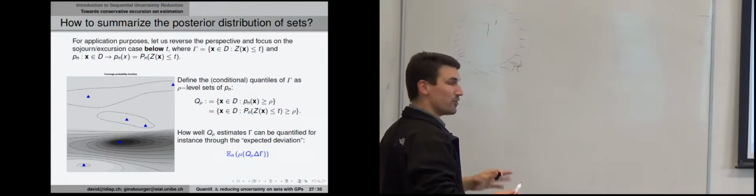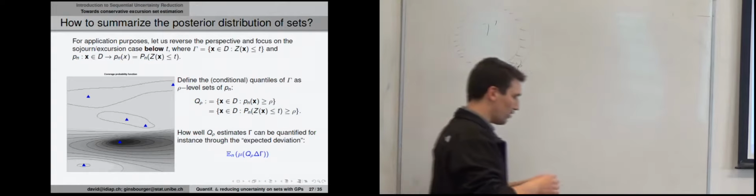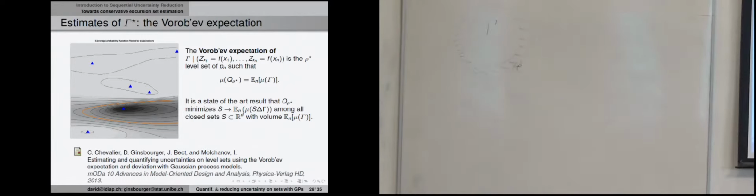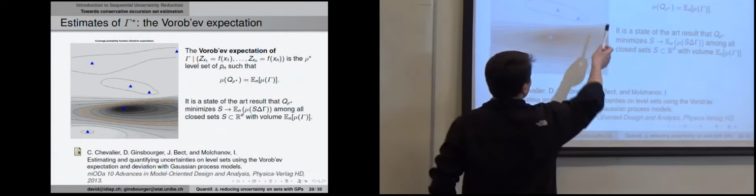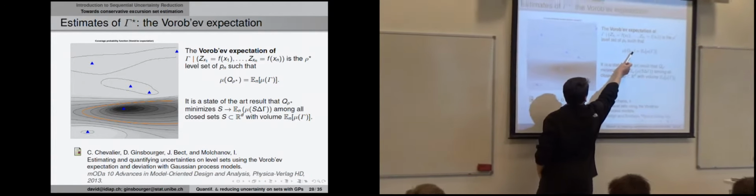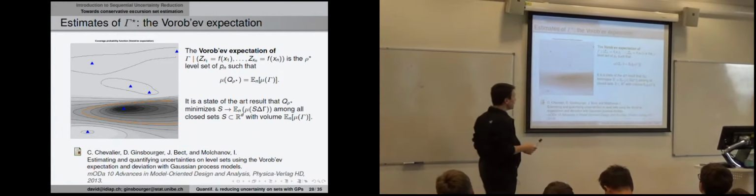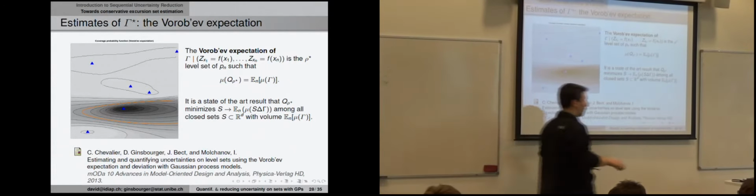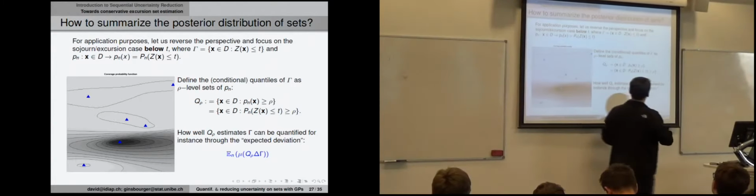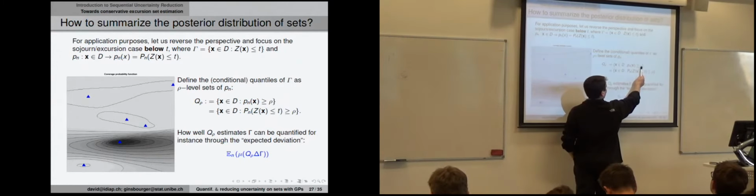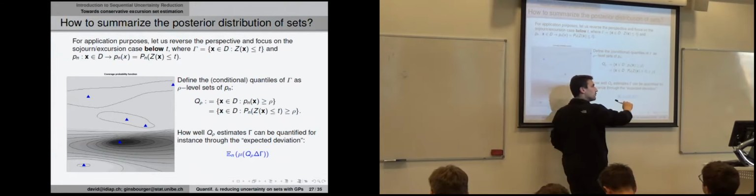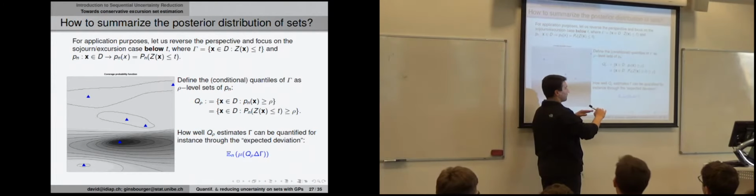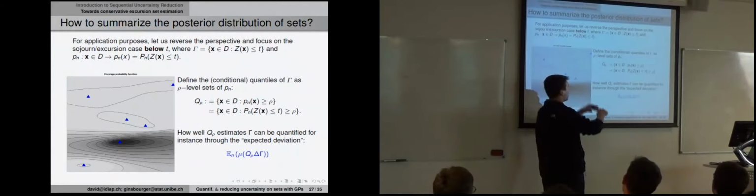Okay? And it's a nice result that you can find it. It's possible to find the optimal rho. So it's called the Vorobyov expectation. So the Vorobyov expectation consists in taking rho star such that, so you see that rho is going to be here. You're looking at the probability of being larger than rho. So if you let rho increase, then the set is going to decrease because you're going to ask more and more and more. Okay?